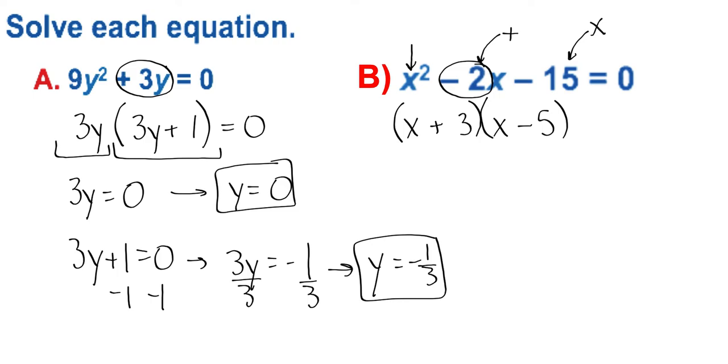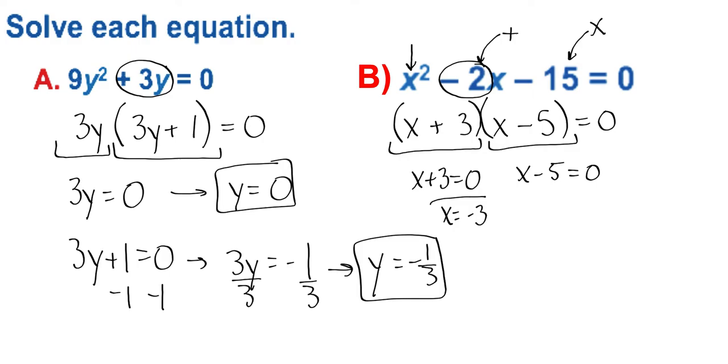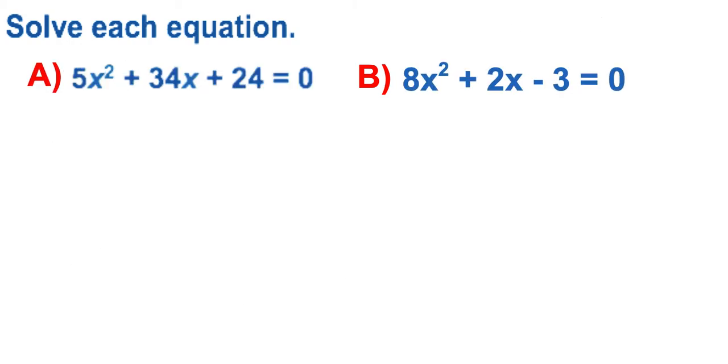Okay? And again, since we're solving, we have to set both of these equal to 0. And then we'll get our two answers from there. So x equals negative 3 for this one, x equals 5 for that one. Okay? So that's factoring and solving. And I'll show you one of these with factoring, and then I will do the other one with quadratic formula and completing the square.